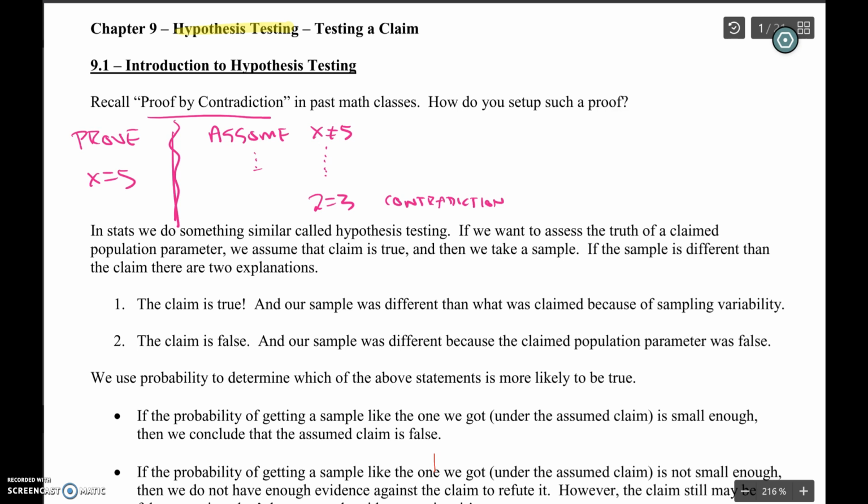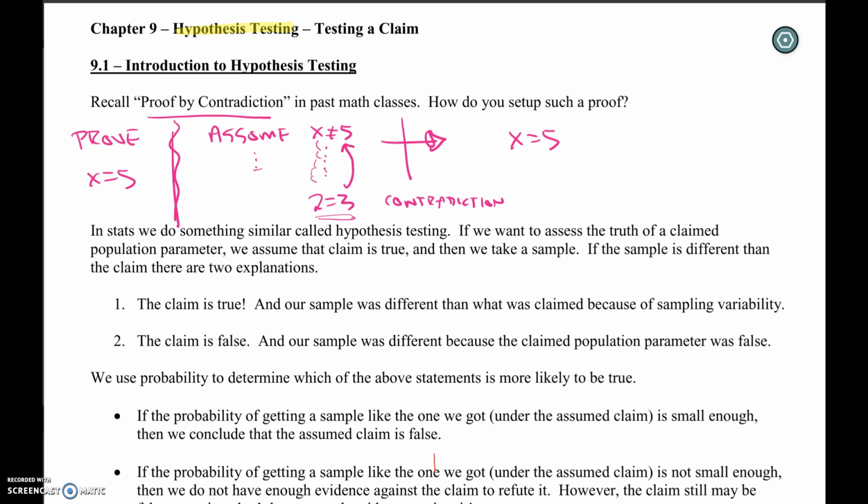As long as each of these steps was logically obtained and sound mathematics, if you come up with a contradiction like this, it must mean that the only possible explanation is that your assumption was false. And if your assumption is false, then that means x does equal 5. It's an indirect proof. And this is kind of similar to what hypothesis testing is.